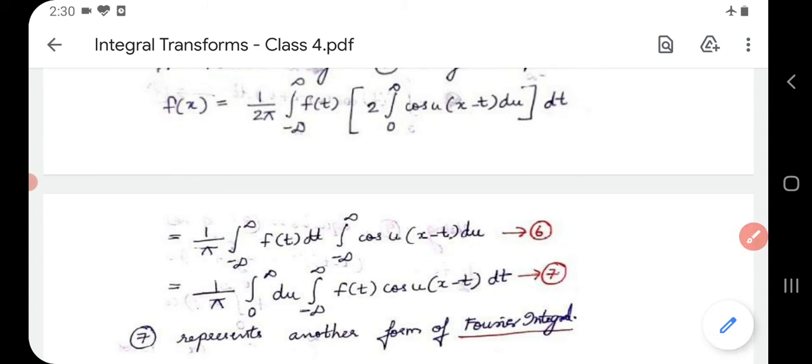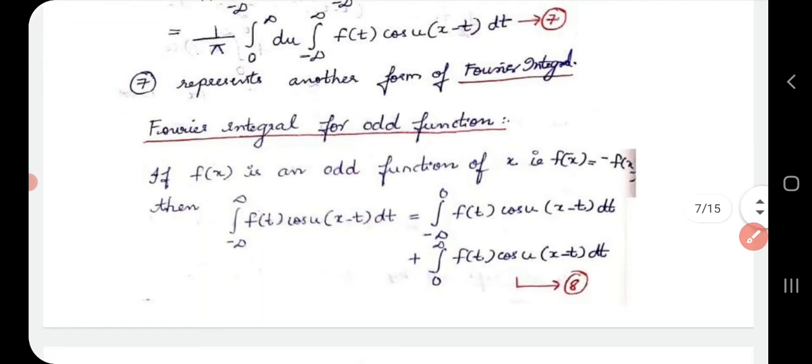Now, just now we have found the three different forms of the Fourier integral. Now we are going to find the Fourier integral for an odd function, and then we will find the Fourier integral for an even function. For exams, you will be asked problems regarding this odd function and even function, I mean only problems, not derivation. Now let us see the Fourier integral for an odd function.